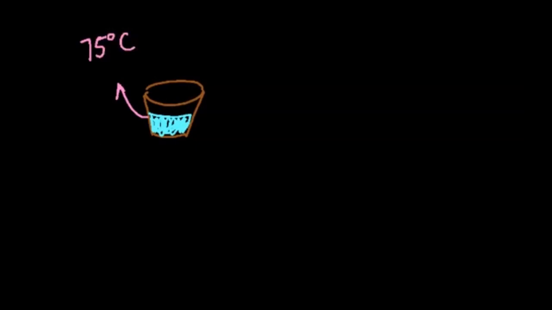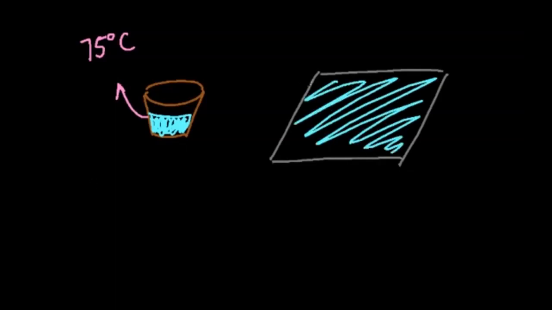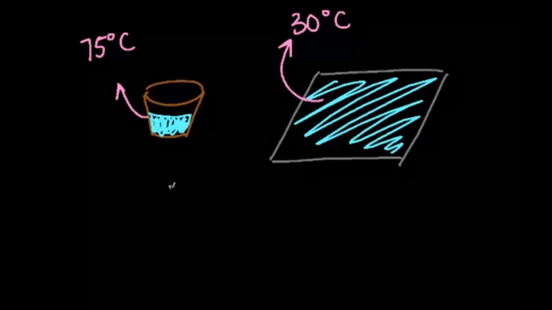Let's take another example. We have a cup of tea at a temperature of 75 degrees Celsius, and we have a lake or a sea. Its temperature is 30 degrees. So they have different temperatures. This means that the average kinetic energy of each one of these is different. But the question is, which one can give more heat? The small cup of tea or the sea?